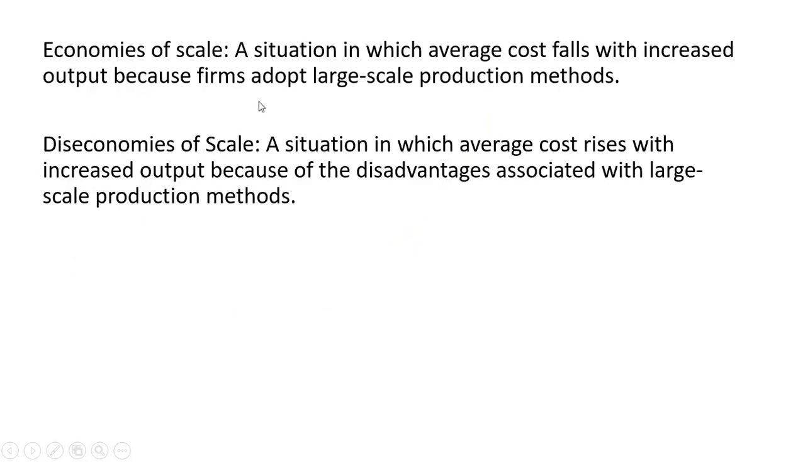And just to sum up, economies of scale is a situation in which average cost falls with increased output because firms adopt large-scale production methods. And diseconomies of scale is a situation in which average cost rises with increased output because of the disadvantages associated with large-scale production methods.